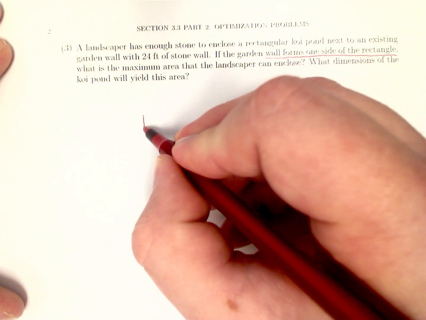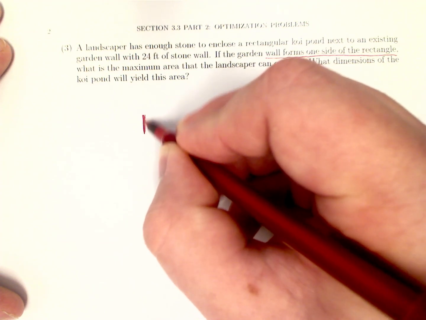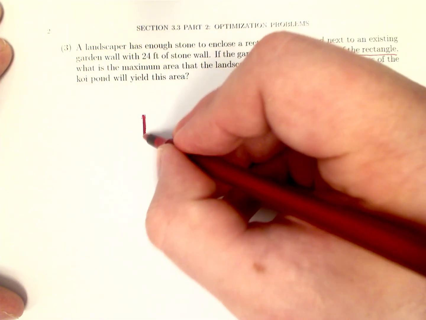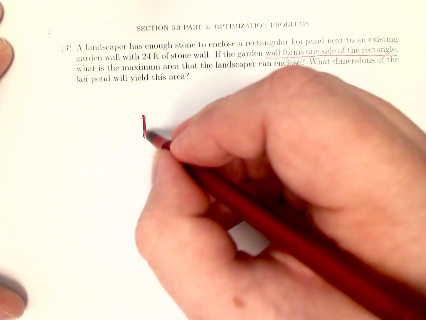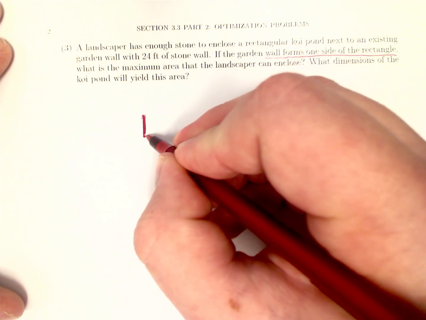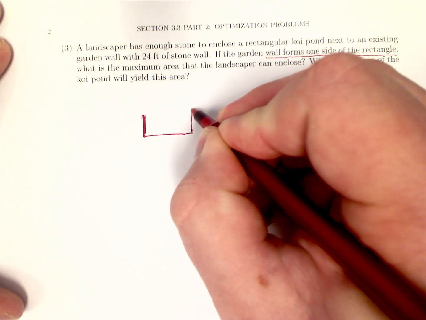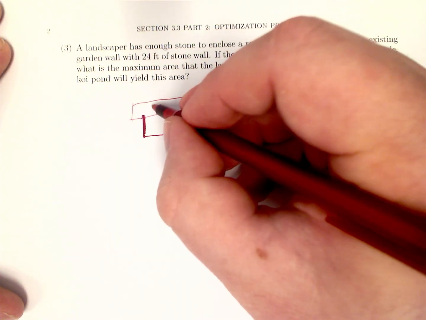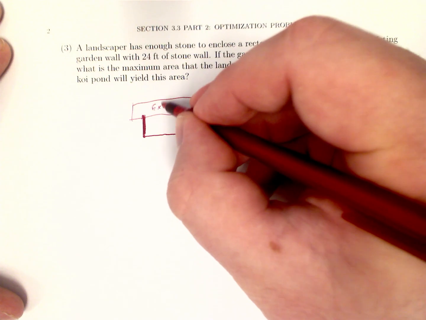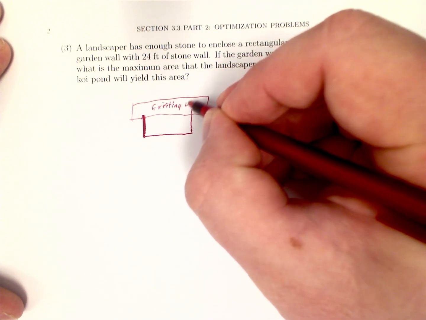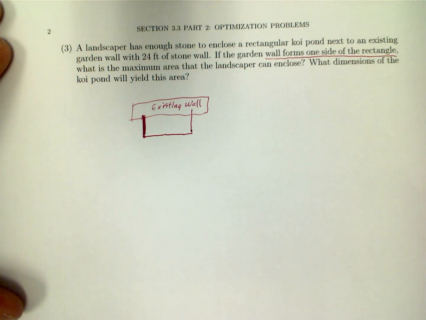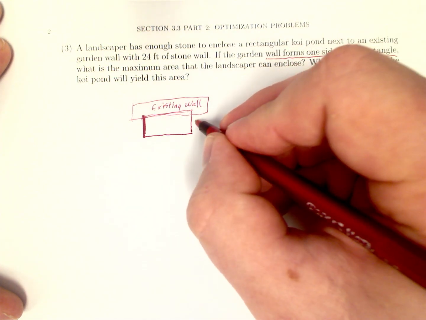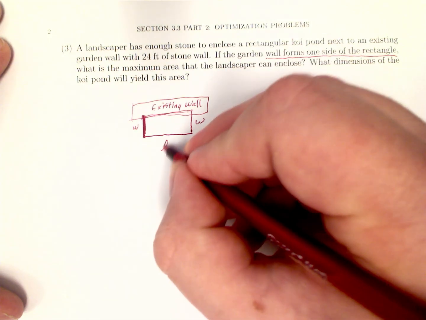So this means that what we're actually concerned with, what we're trying to find out, is this: with the 24 feet of stone wall that we have, if we put three sides next to an existing wall, what will this form? Well, what do we know? Let's call this the width and this the length.